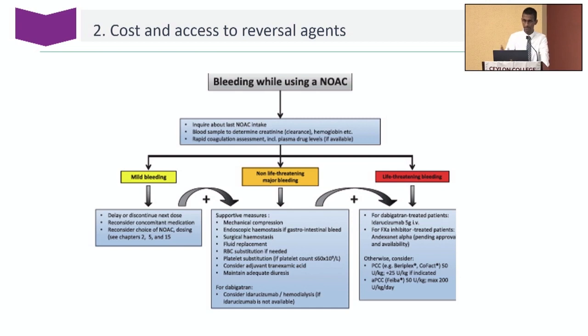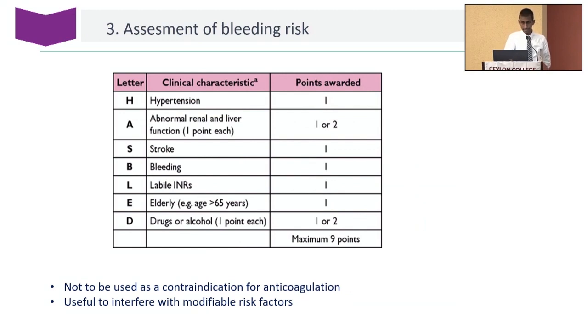But coming back to our original structure, the second thing you have to do is to see if in an emergency, are you able to manage this patient like this? Number 3 is assess the bleeding risk. For any patient who is starting anticoagulation, a good practice is to do a structured assessment of the bleeding risk. We frequently use this HAS-BLED score, which gives 1 point for each of these: hypertension, abnormal renal and liver function, stroke, bleeding.